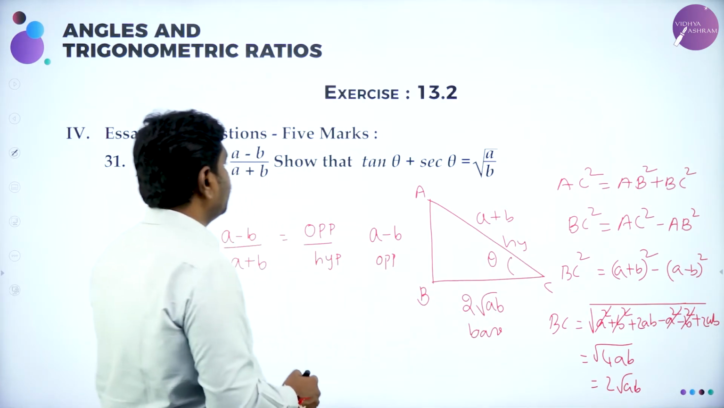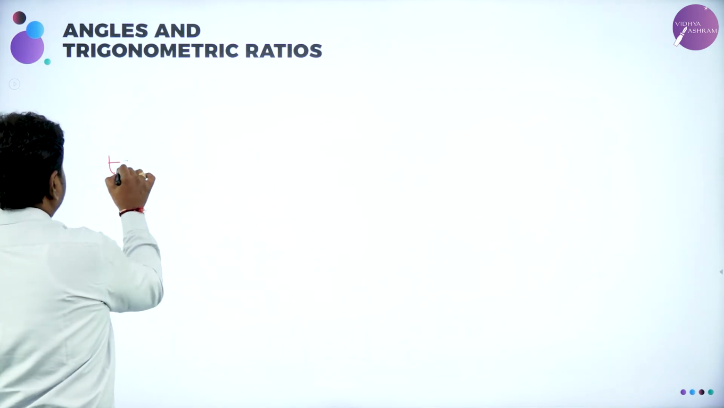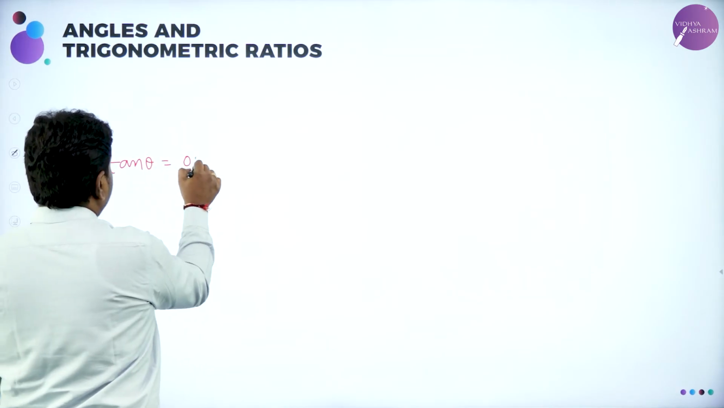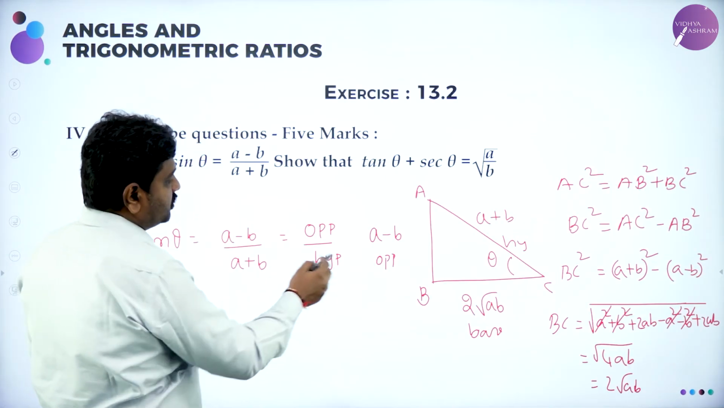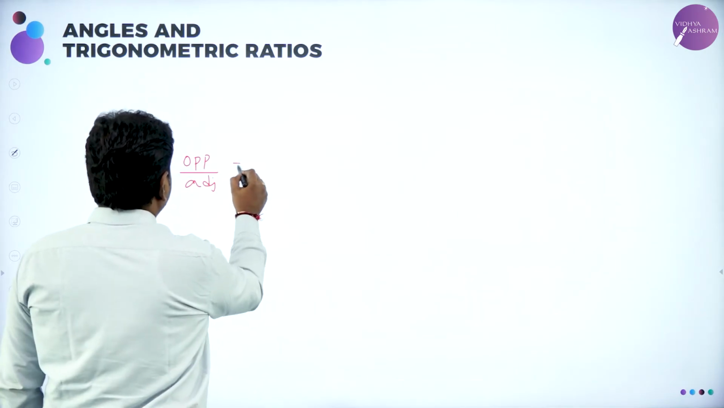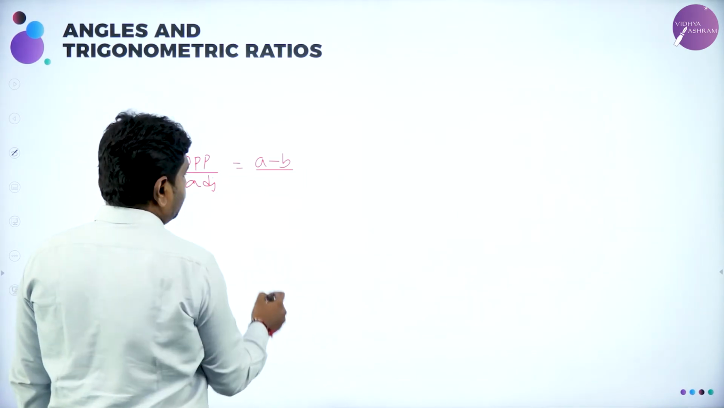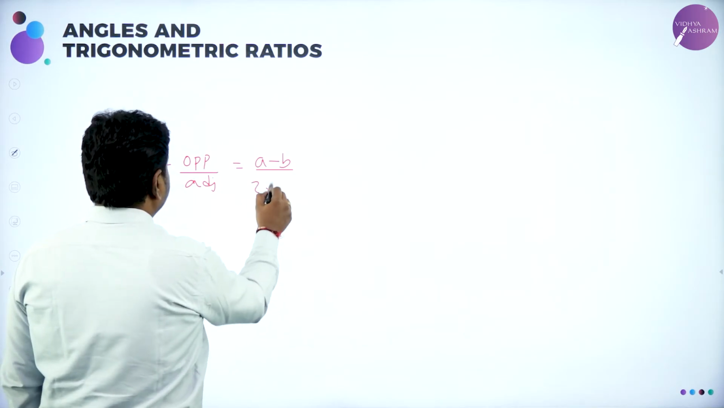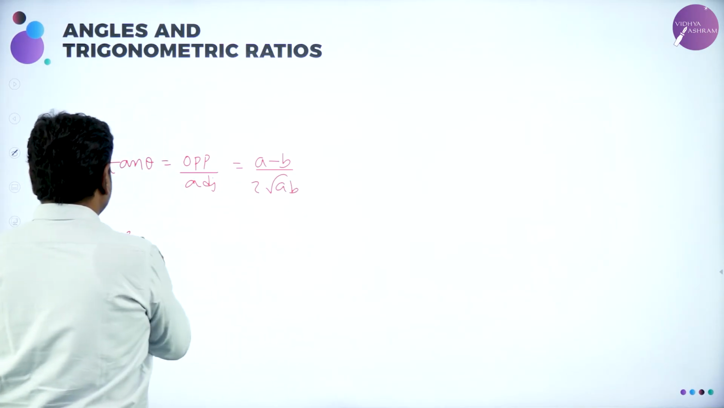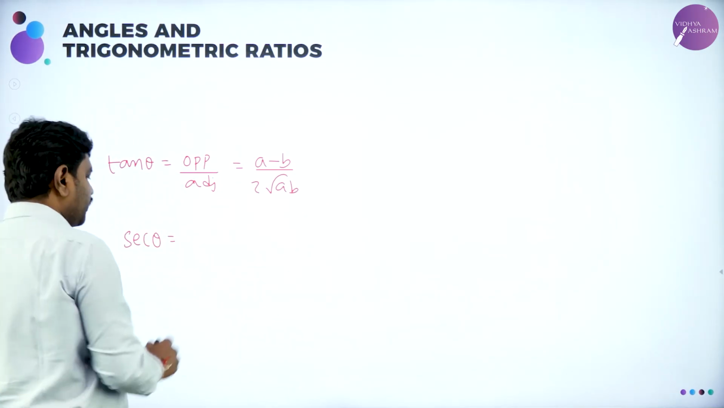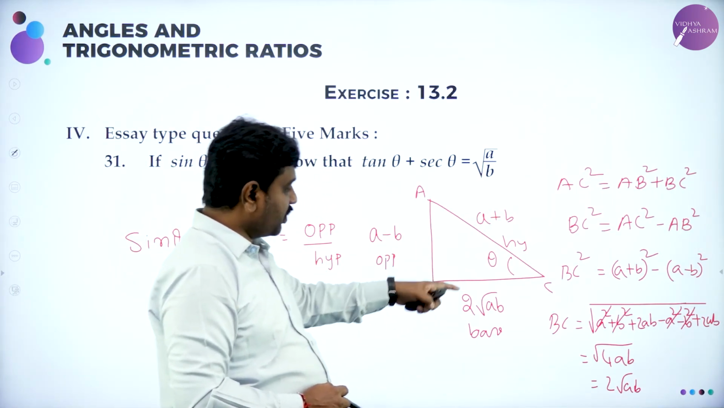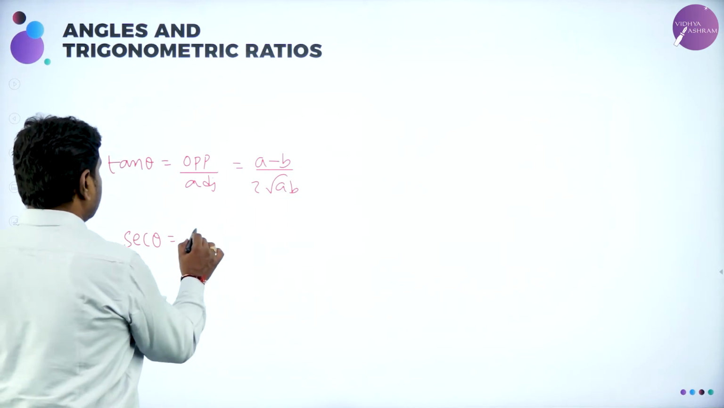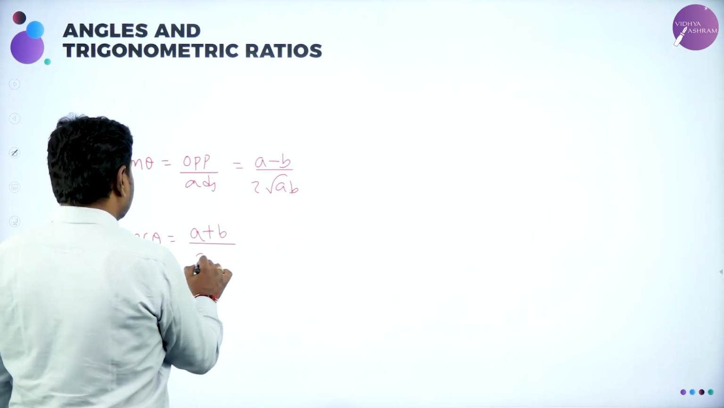So now we'll find the remaining. So tan theta, what is tan theta? Tan is opposite side divided by adjacent side. So opposite is a minus b divided by 2 root ab. And we need secant theta. Secant is the reciprocal of cos. Cos means base by hypotenuse and secant is hypotenuse by base. A plus b by 2 root ab.